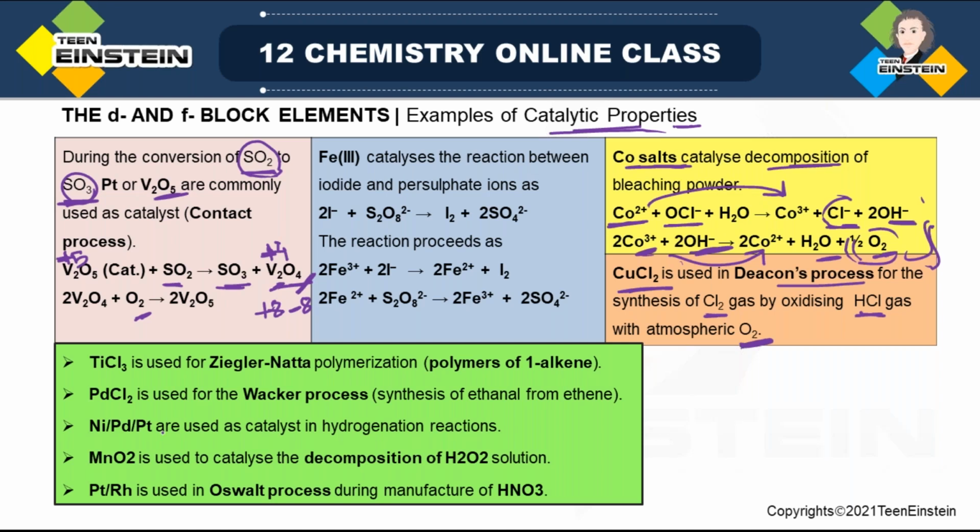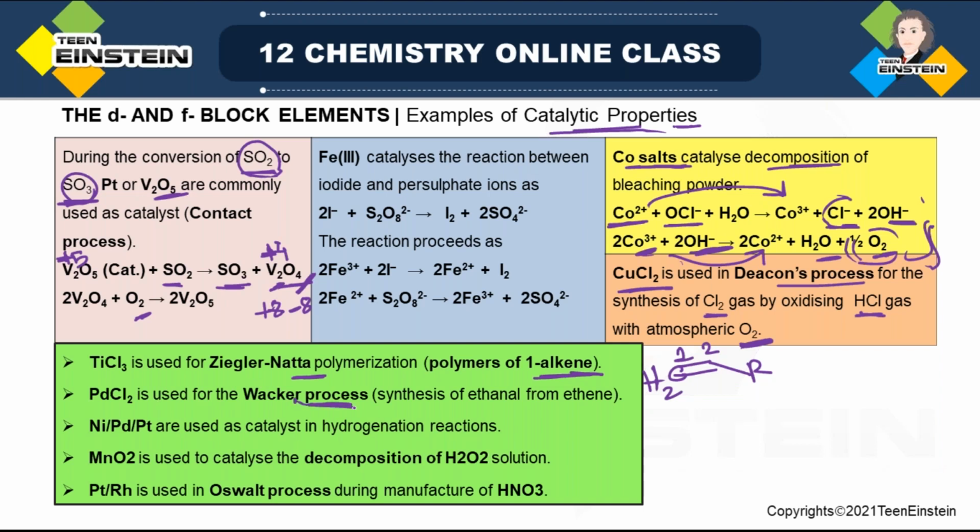Some more examples. TiCl3, titanium chloride, is used as the Ziegler-Natta catalyst, which is for the polymerization of 1-alkene. Now a 1-alkene is basically a terminal alkene. That is, at the terminal position there will be a double bond. So the general structure, if we write it, will be like this: CH2 double bond, then there is any R. See, this is 1-alkene: 1, 2, and then 3, 4, 5, but the position of the double bond is 1. So it is a 1-alkene. If there is polymerization of this C=C double bond, then this catalyst is used. It is known as Ziegler-Natta polymerization.